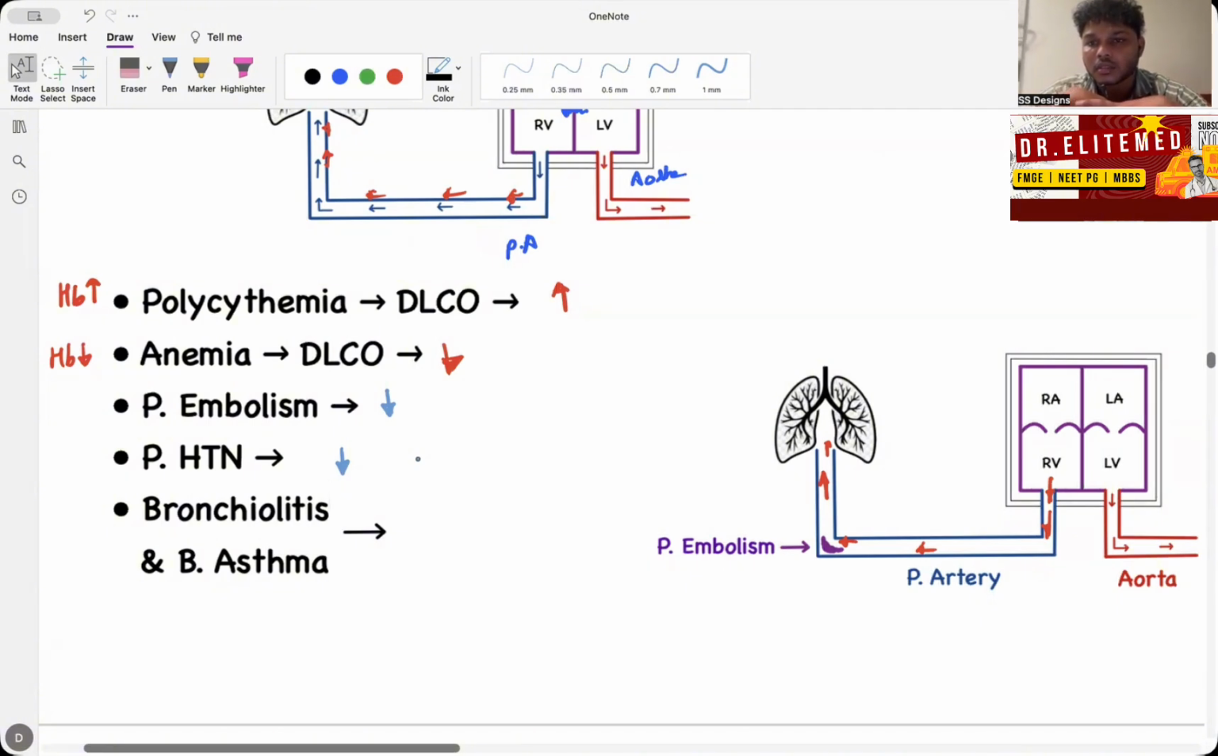But for example, like bronchiolitis or asthma, especially asthma is a type 1 hypersensitivity reaction, no? So won't that cause vasodilation and more amount of blood to the lungs?